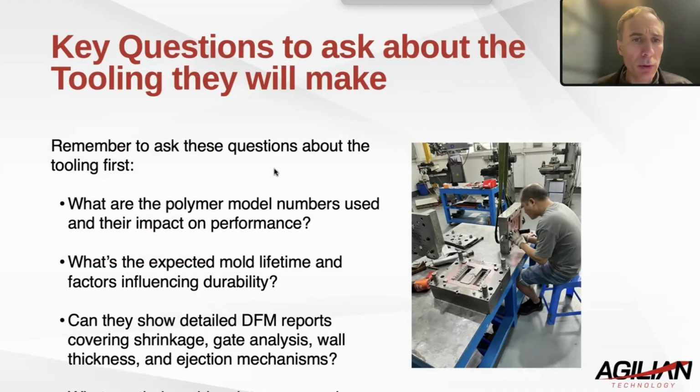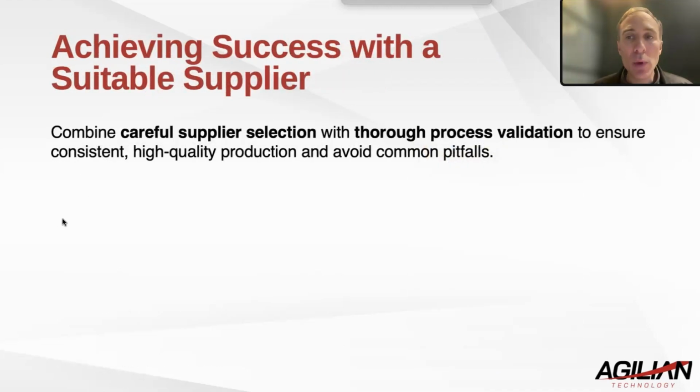Some other important questions, so as I mentioned, the polymer reference, the lifetime, the DFM report. Maybe ask, what does your DFM report actually include, right? Is it a very simple one or what? Okay, and really, as a conclusion, careful supplier selection is very important, and you also need to validate the process and validate the part design before you make the jump into tooling, because you really want to avoid tooling revisions also. Tooling revisions are not cheap and they're not fast.